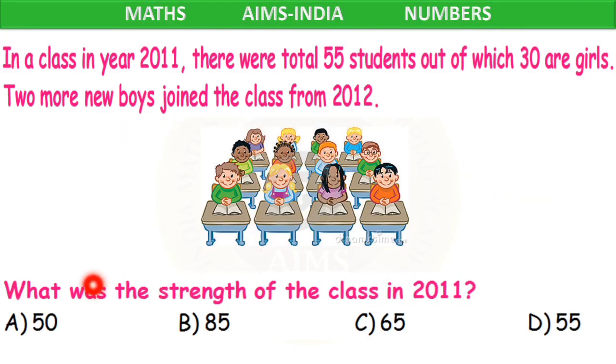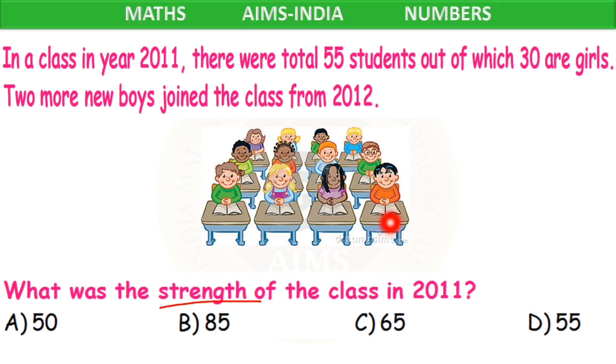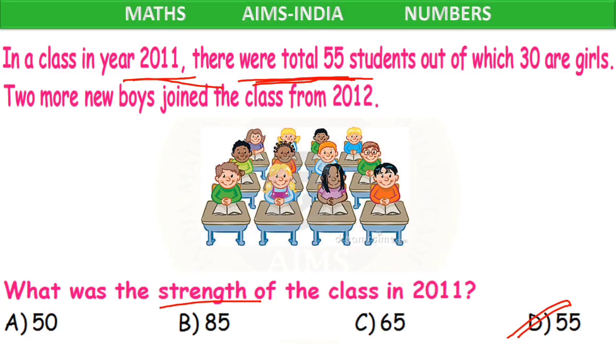Next, again, what was the strength of the class in 2011? What does the strength mean here? Does that mean our strength, our ability to lift objects? No. What this means is the total number of students in the class. That is called the strength. What was that? It is given directly in the question that in 2011 there were 55 students. So what is the answer? Option D, 55. Yes.